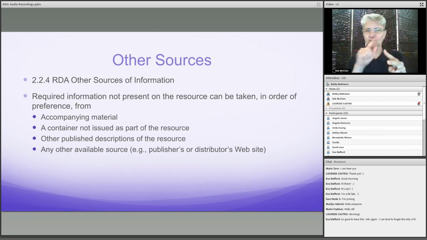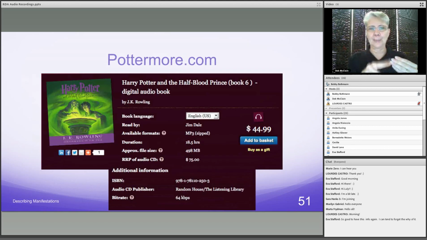RDA does tell us that the container itself is part of the resource itself, so we can use that as necessary, and we don't have to worry too much about it being considered an other source. So here is the example for Harry Potter and the Half-Blood Prince as a digital audiobook, a digital download. This is coming from the website pottermore.com, which is still the only place you can get the electronic audio. And if you go there and look up this book, it will look very different from what you see here, which really helps to illustrate why we do some of the things that we do with electronic resource cataloging, because stuff changes on these websites over time.